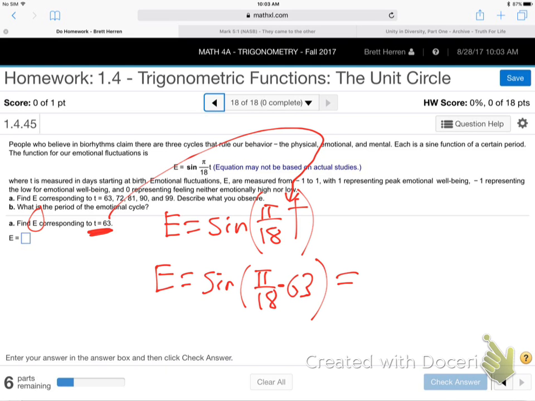Oh, I got my calculator too. So let's make sure we're in radian mode. Make sure you're in radian mode. That's important. And it's the sine. Use your pi button. Where's my pi button? There it is. Pi divided by 18 times 63. Oh, I get negative 1. Did you get negative 1? How we doing? We good? Negative 1? So make sure you get negative 1.